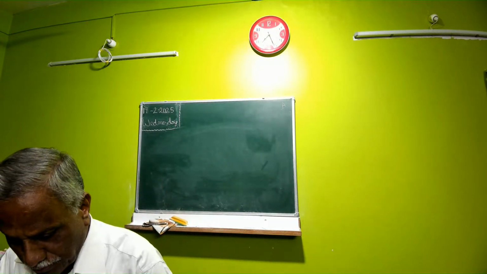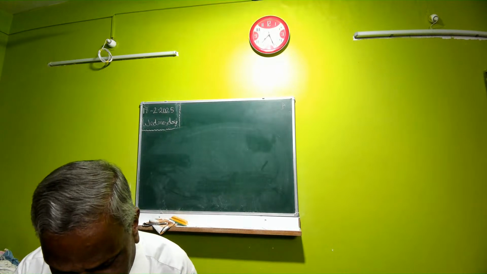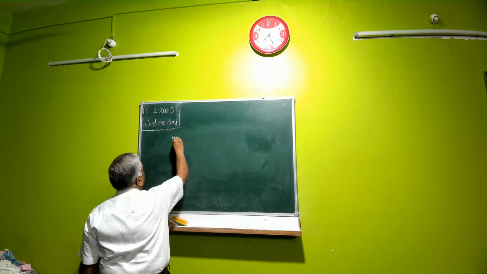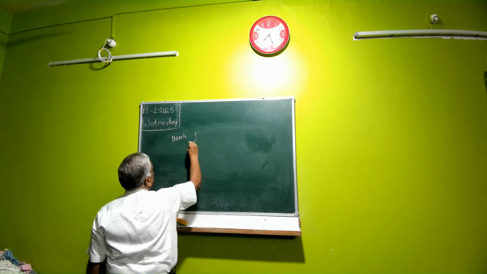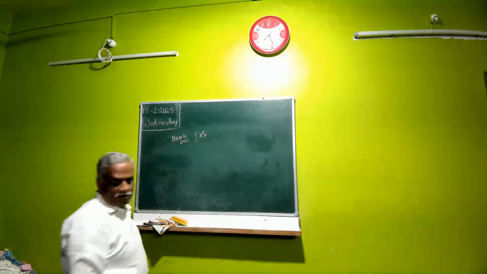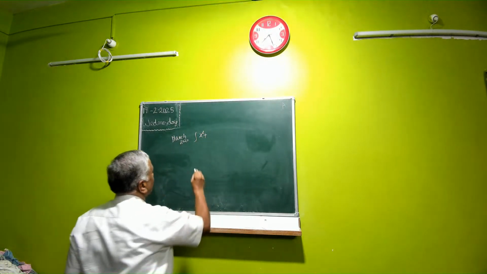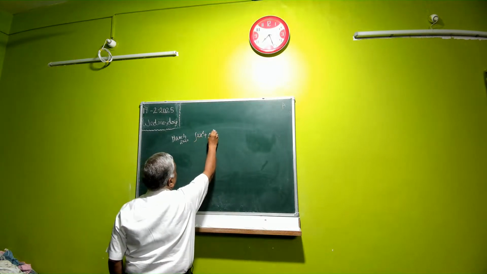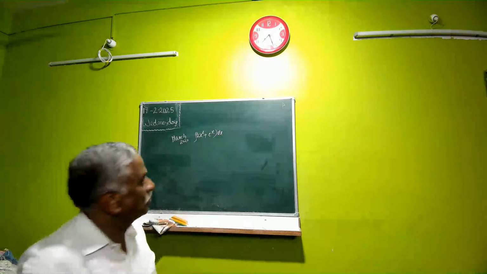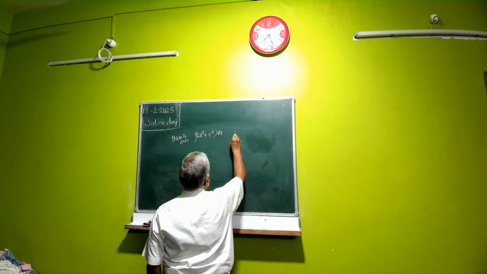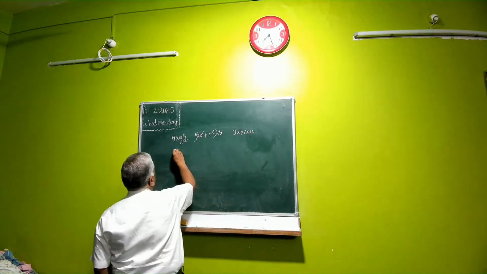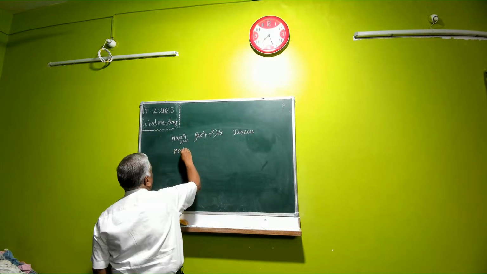Okay, with this we move on to March 2020. I don't know why the examiners repeat the same problem without even changing. See, they have given 2x square plus e power x. I did not do this problem because this same problem was given in July 2016. So we move on to March 2021.